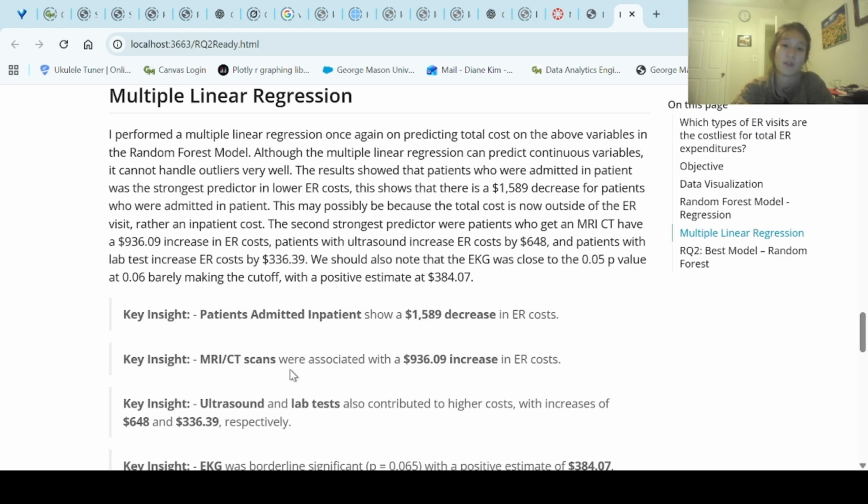of $1,589 in ER costs. I thought this was really interesting. This might also be because inpatient costs and ER costs might be billed in separate categories.